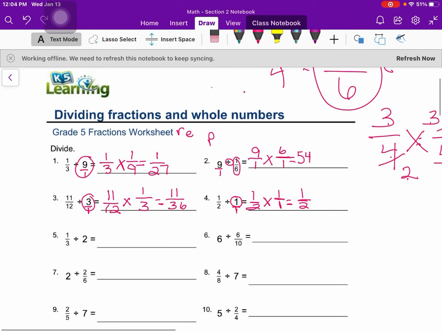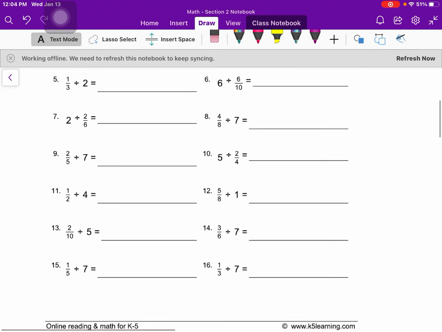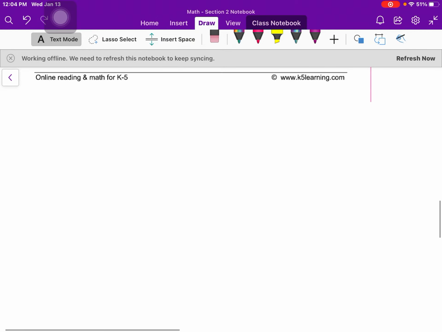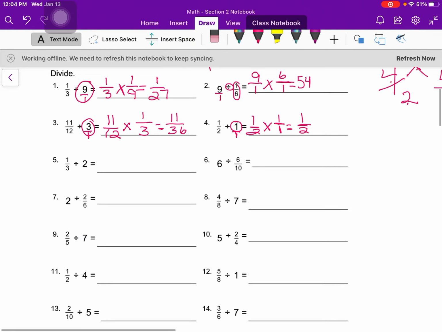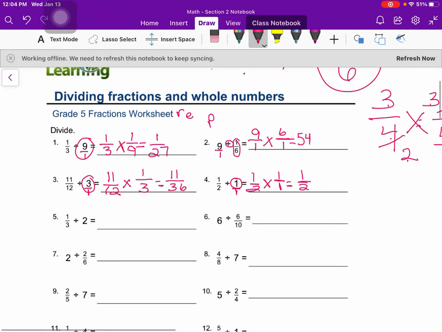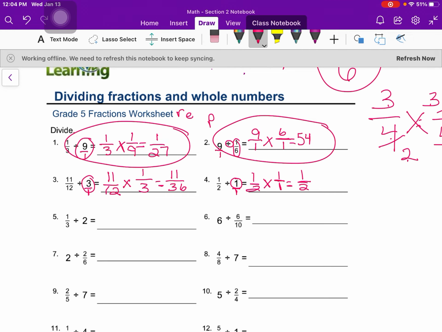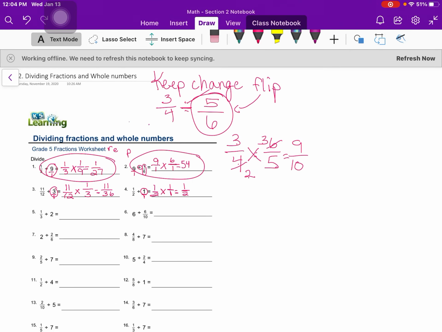Go ahead, try the rest on your own, 5 through 16. There are answers here listed. I will not accept just the answer. I need to see this as your work. Keep, change, flip. Write it down, say it in your head, get used to showing it. So show all your work and finish the rest of these problems, please.